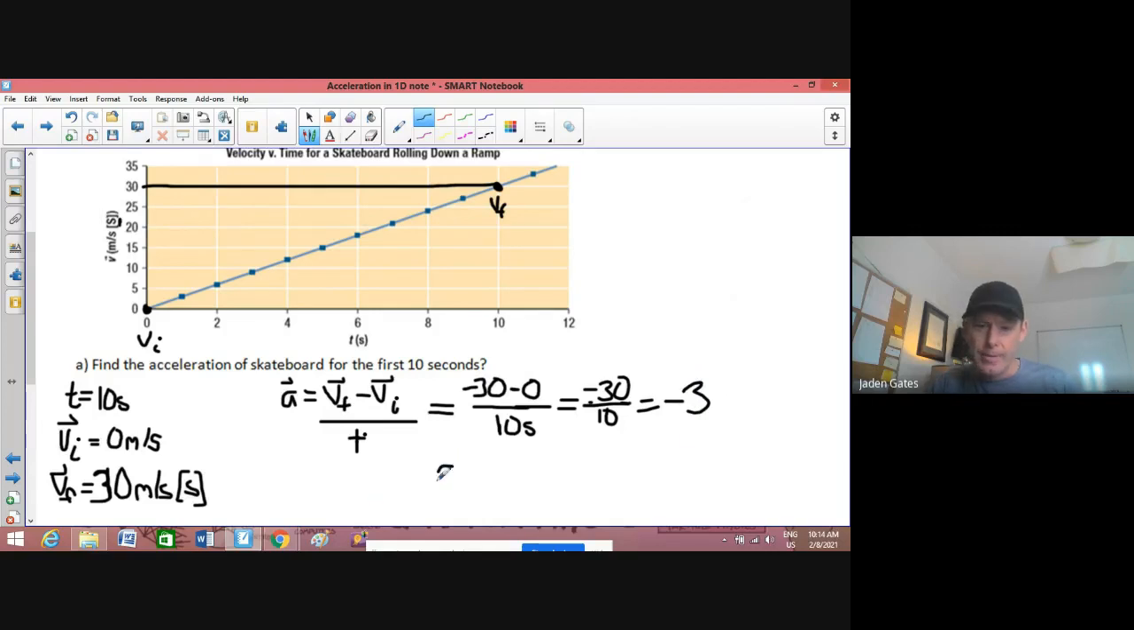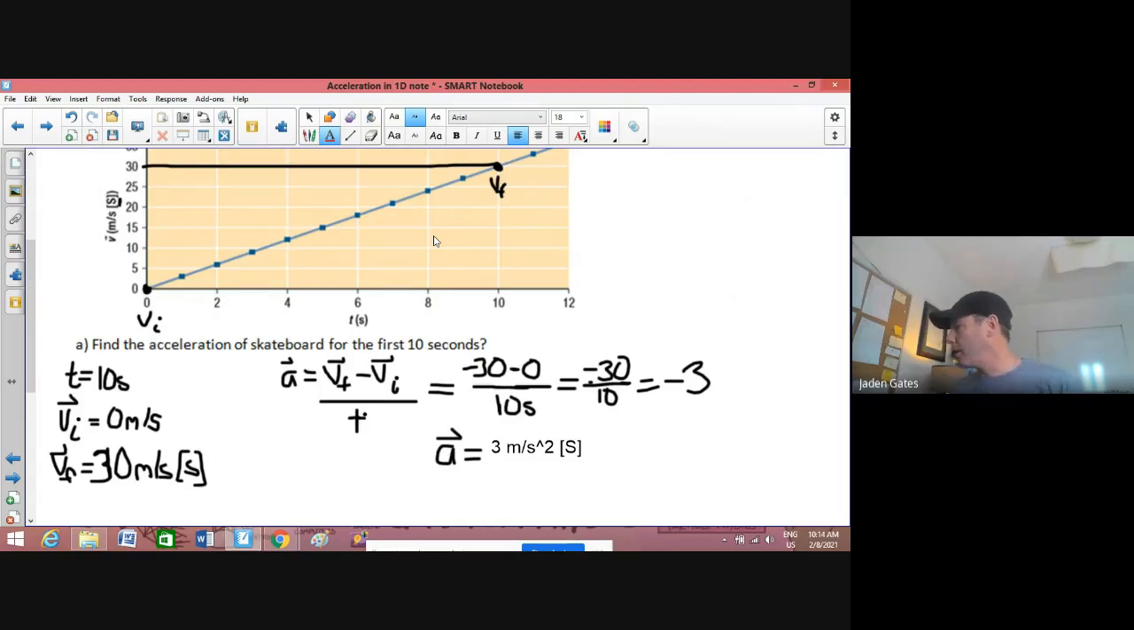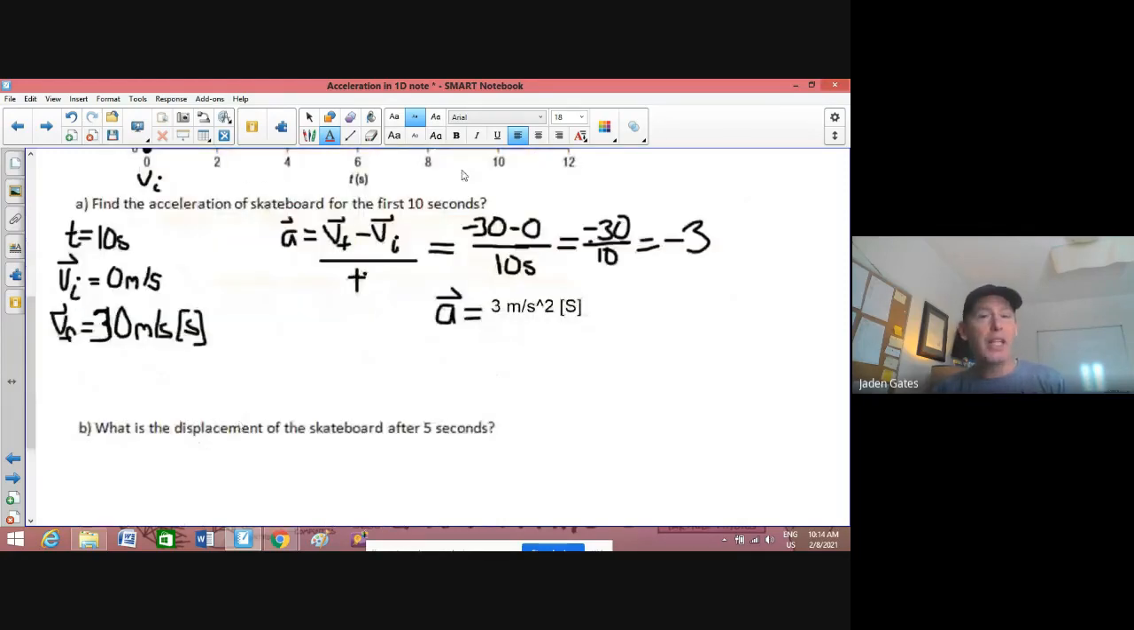But again, writing down my acceleration, I have to take into account the magnitude and the sign, piecing all the information together. The magnitude of this is 3 meters per second squared. And this is a negative sign on my acceleration, which means the direction is south in this case, because we're talking about north-south. So there's my acceleration. Any questions? Let me look there. Nope.